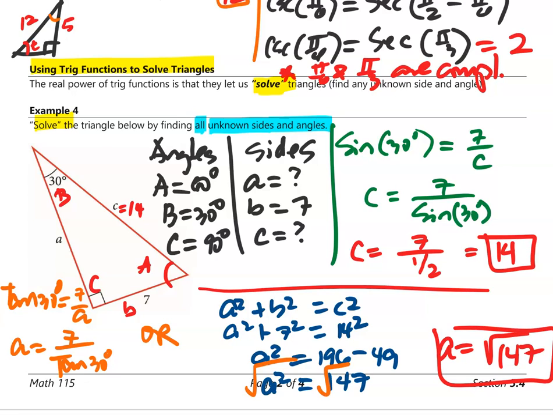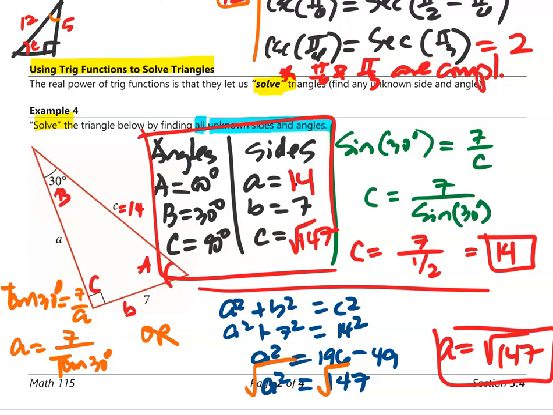So now we were able to get our two missing sides. A is 14 and c is square root of 147. So these are all the angles and sides. Okay.